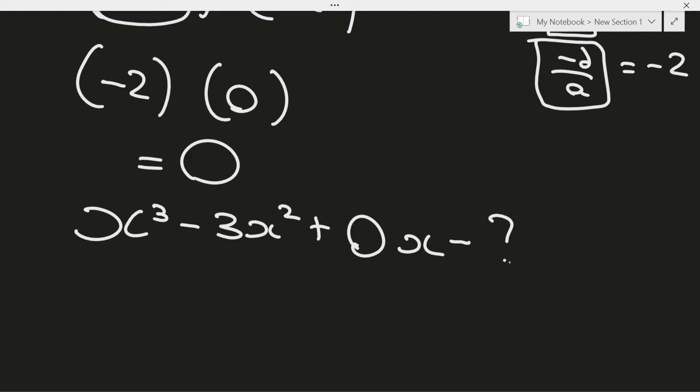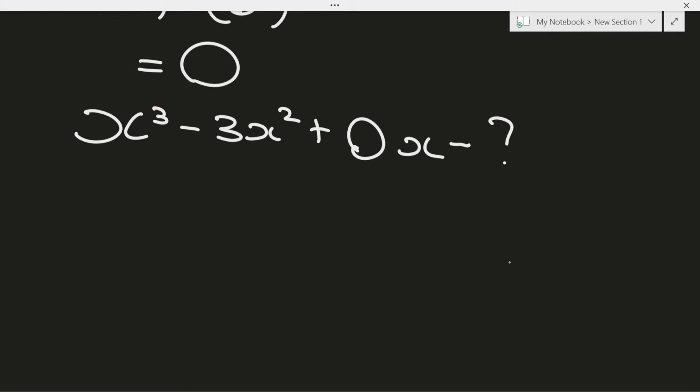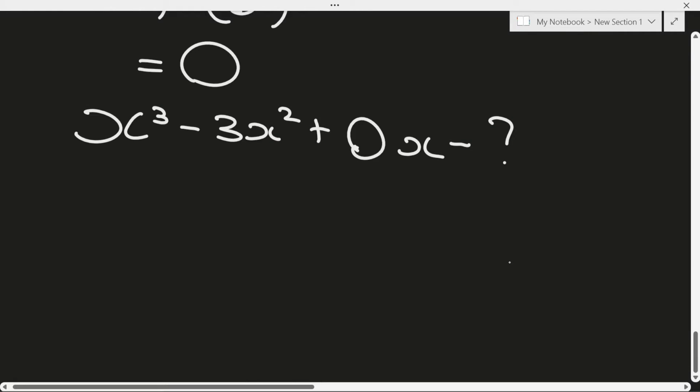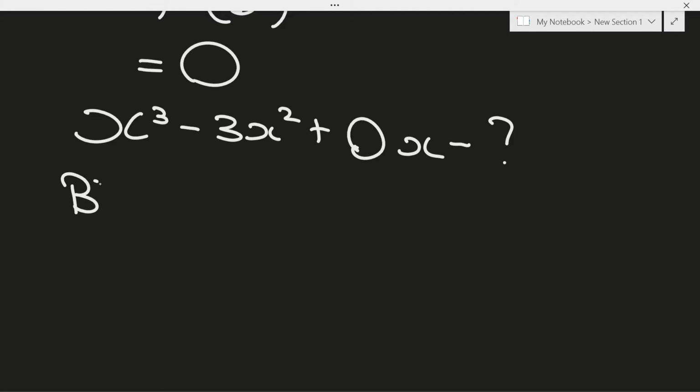So if you remember earlier, cubic polynomials follow this format: x cubed minus the sum of the roots, plus the sum of the products of two of the roots at a time times x, minus the product of the roots. So if we have beta gamma, we have to multiply this, right? Because now we want the product of the roots.